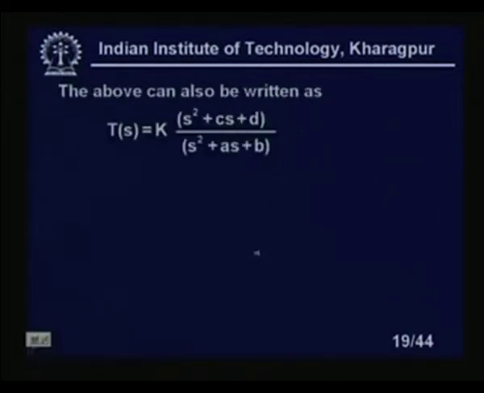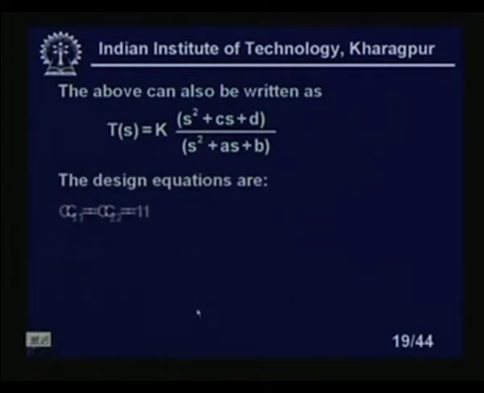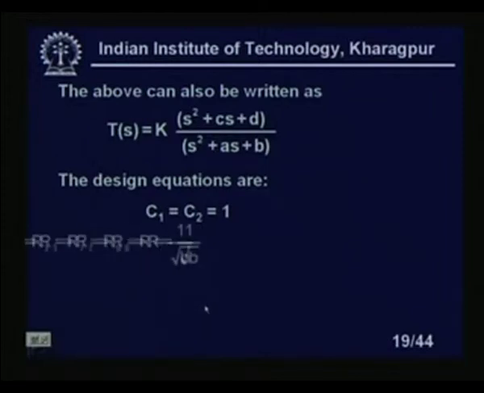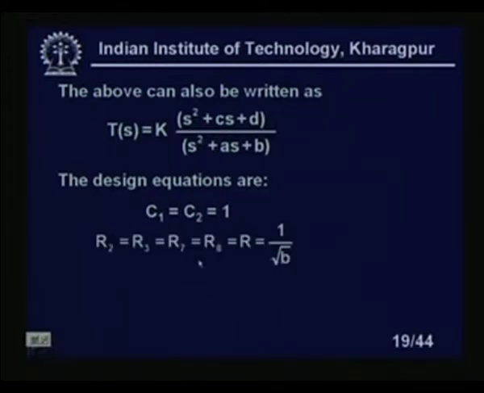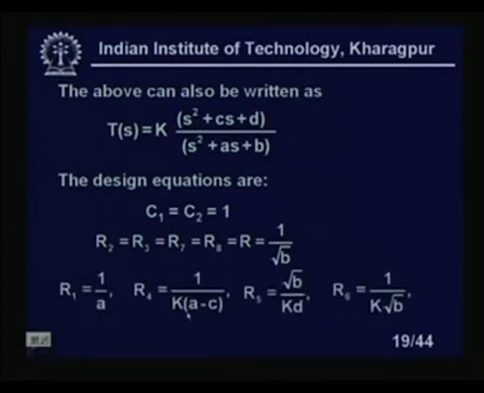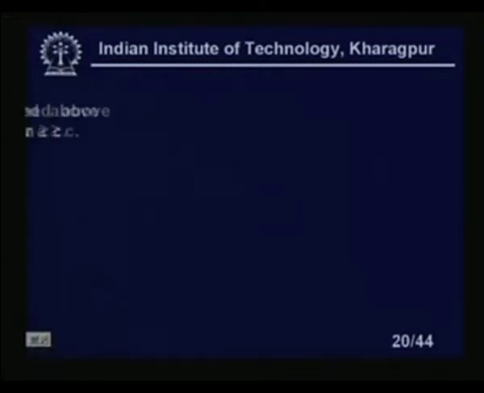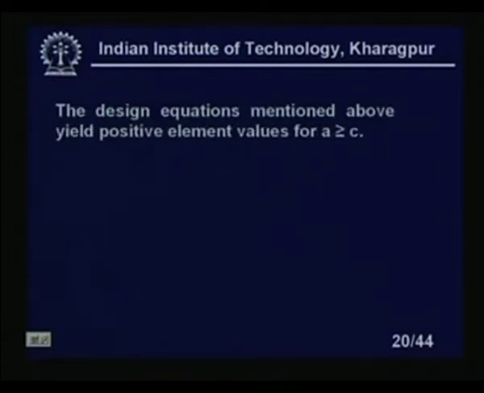Now, the above equations can also be written as Ts equal to K (S square plus Cs plus D) upon (S square plus As plus B), and the design equations are C1 C2 equal to 1, R2 R3 R7 R8 equal to R equal to 1 by root B, and R1 equal to 1 by A, R4 equal to 1 upon K(A minus C), R5 equal to root B by KD, and R6 equal to 1 upon K root B. The design equations mentioned above yield positive element values for A greater than C. In most cases this will be satisfied, A will be greater than C.